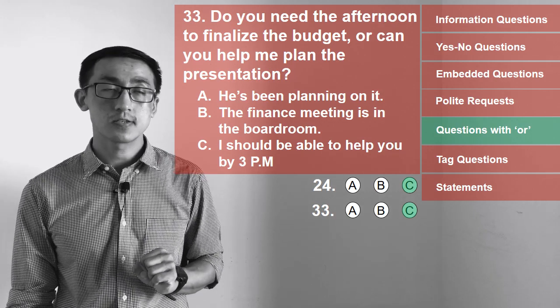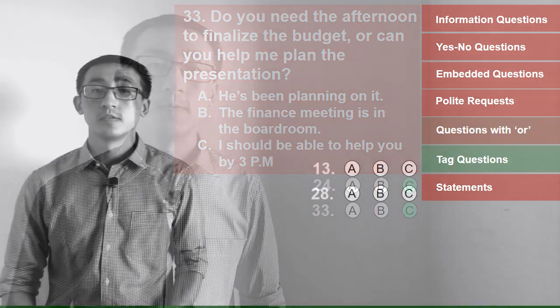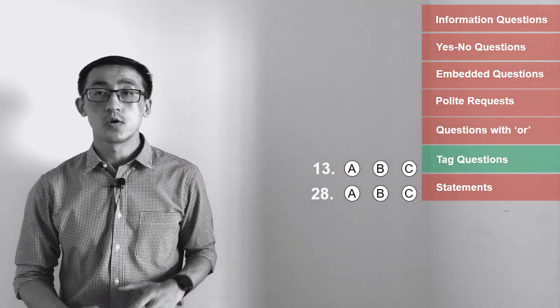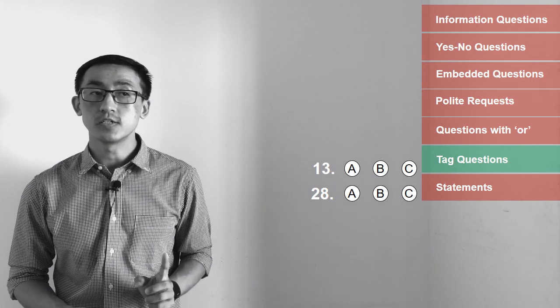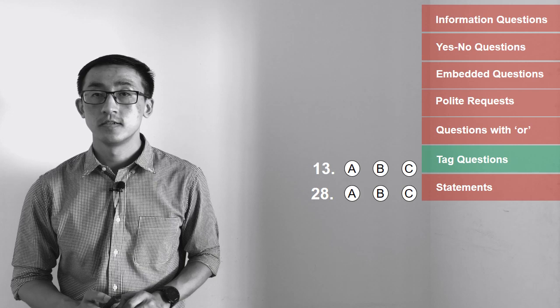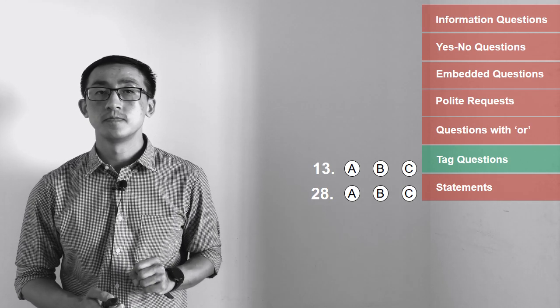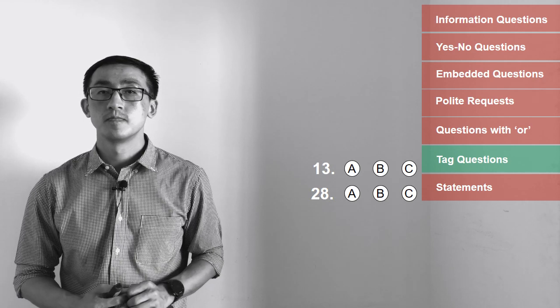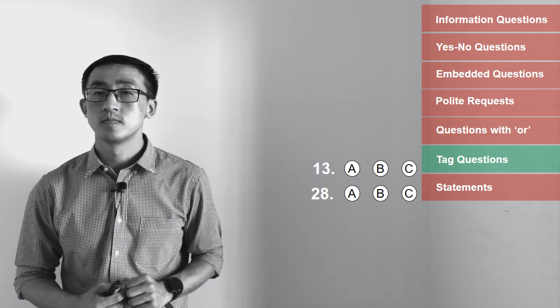Okay, let's go ahead and look into another question type. So up next we have the tag questions. So go ahead and listen to this. Number 13. Parking is expensive here, isn't it? A, No, it's over there. B, It just arrived. C, Yes, the rates just went up.